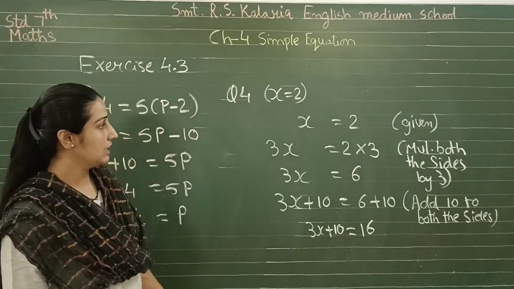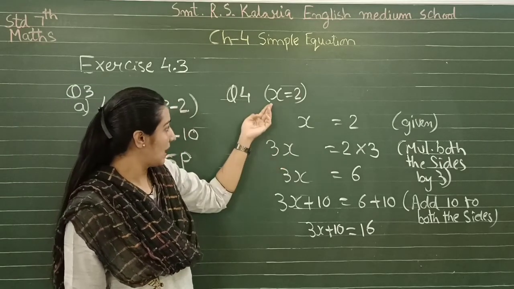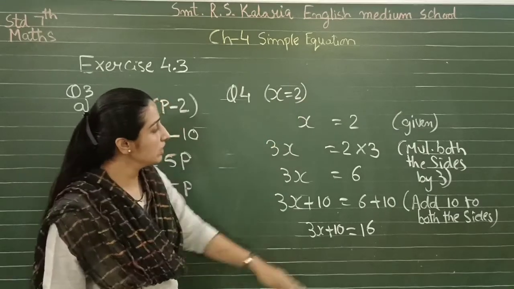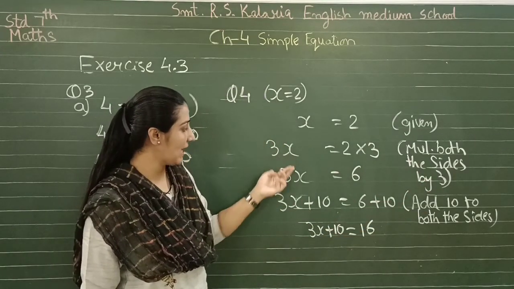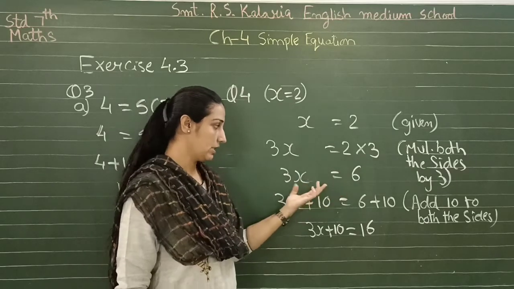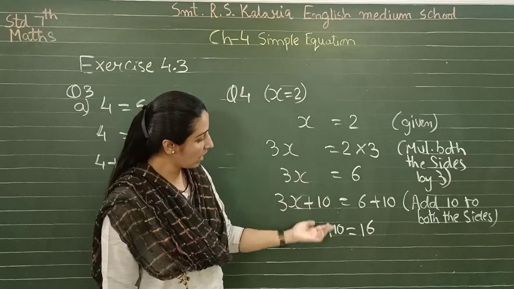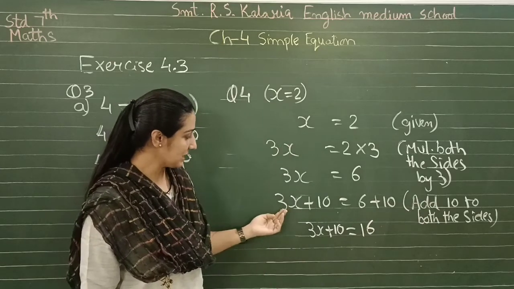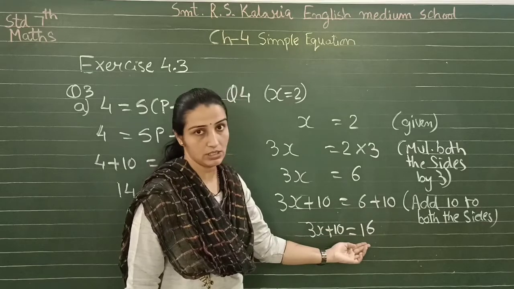Let us start, that is multiply by 3 on both the sides. This is my left hand side and this is my right hand side. So what I will do is multiply both the sides by 3. That is 3 multiplied by x is 3x. 2 multiplied by 3 is 6. This is also an equation. You can stop here. But I can find another equation, that is add 10 to both the sides. That is 3x plus 10 is equal to 6 plus 10 is equal to 16.